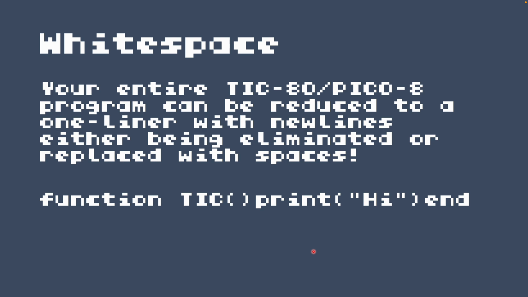So in general, with TIC-80 and PICO-8, your entire program can be reduced to a one-liner, and you can either just eliminate new lines, or you might have to put a space in there. So for example, this is a basic TIC-80 function that prints hi, and it's all on one line, and you can see there needs to be a space after function, but there are no other spaces required in this program.